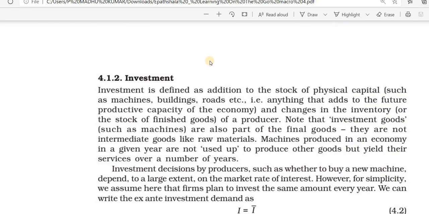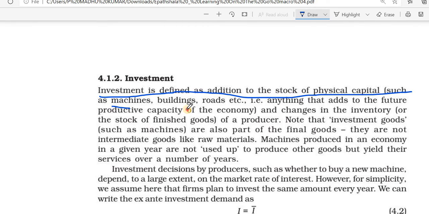Now we can study the investment function. Investment is defined as addition to the stock of physical capital. We know what physical capital is: machines, buildings, roads, etc. Investment is defined as addition to the stock of capital and changes in inventory. We already studied inventory, the stock of finished goods of a producer. So investment means addition to the physical capital.